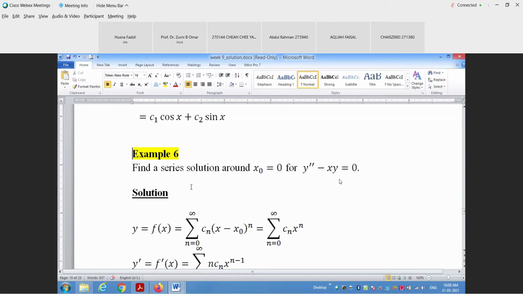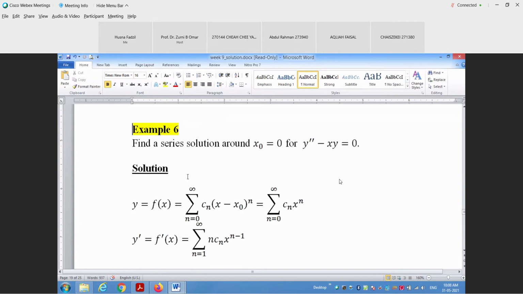So I will continue with example 6. I think I have given this for your task, but never mind. I will explain in detail today. Find a series solution around x naught equal to 0. This is example 6, for this homogeneous linear second order ODE.